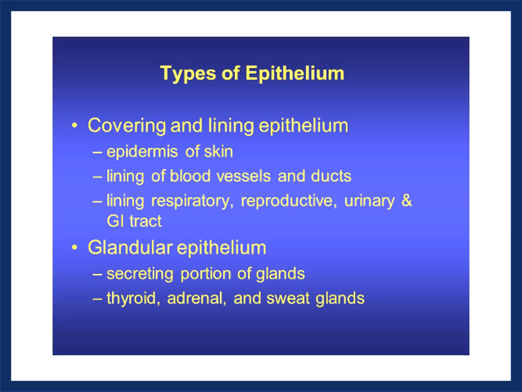So the covering and lining epithelium would include the epidermis or the lining of the blood vessels and ducts, the lining of your respiratory and reproductive tracts, while the glandular epithelium is the secreting portion of the glands, right? So like your sweat glands, the ones that are actually producing sweat. And then it will also include the thyroid and adrenal glands, which are endocrine glands. And they're going to secrete their substance, instead of into a duct, into the bloodstream.